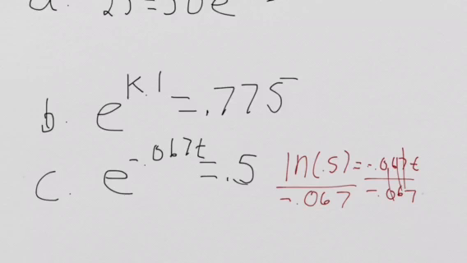Natural log 0.5 divided by negative 0.067 is 10.345. Yeah, 10.345. That is our half-life.